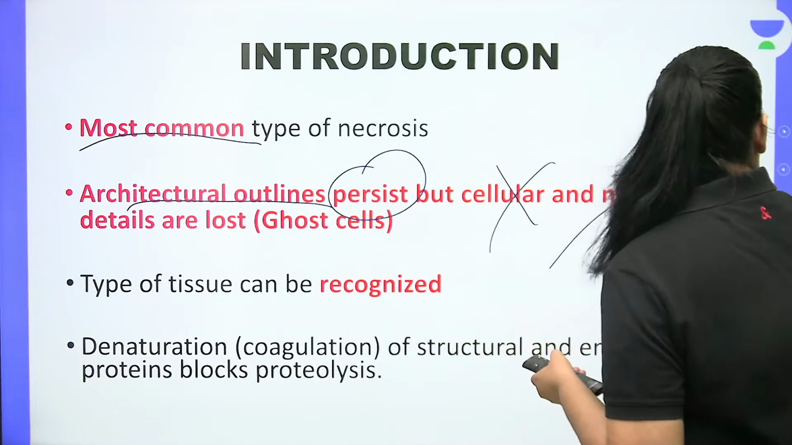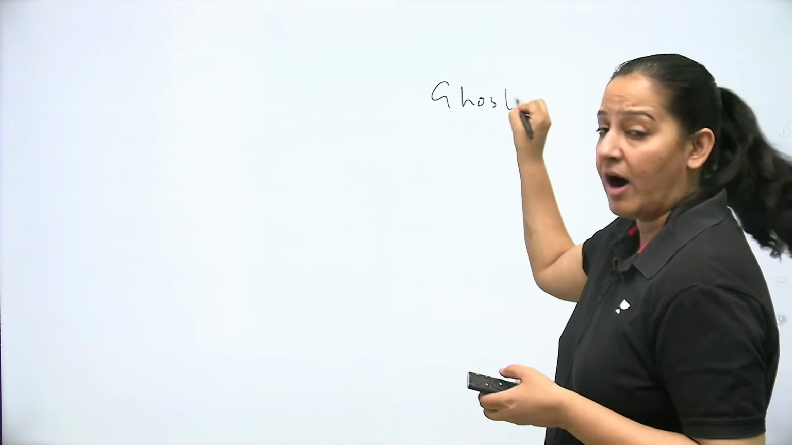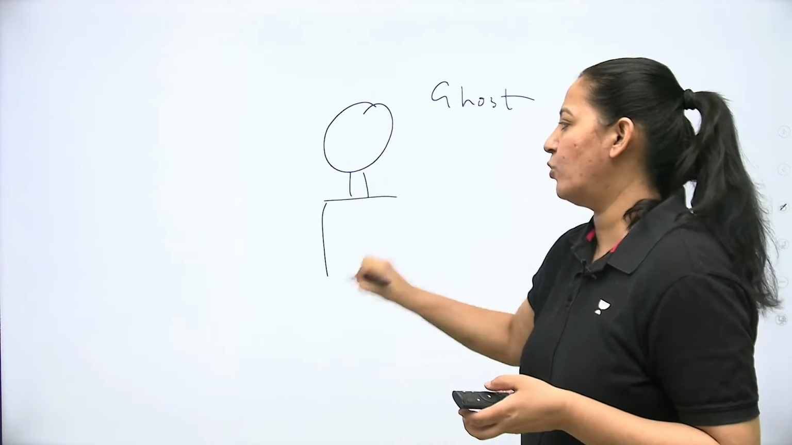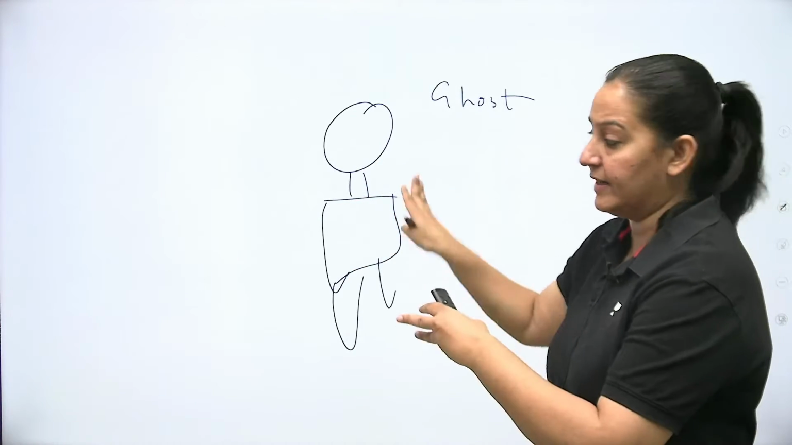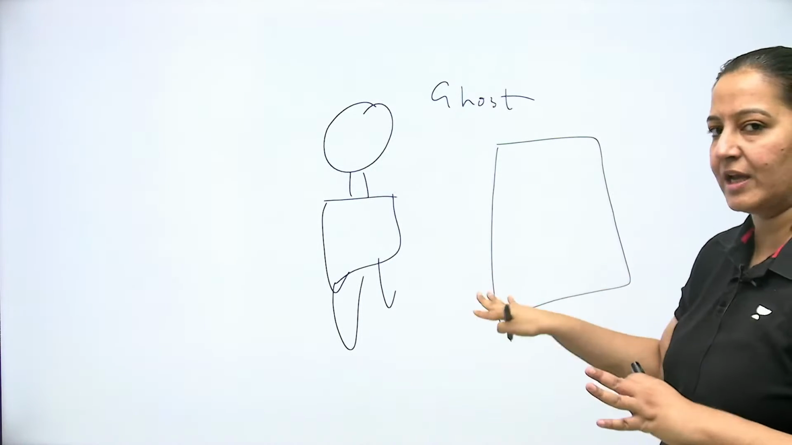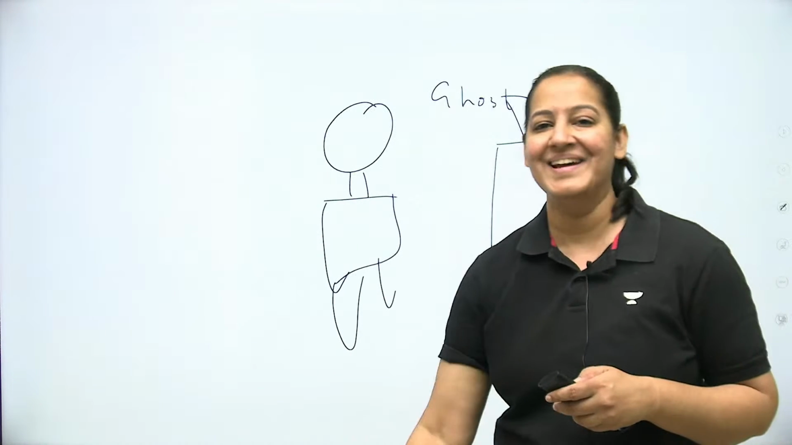Now, have you ever seen a ghost? Ghost means bhoot. I have not seen, but I have heard about it, right? So ghosts have an outline. They just have an outline. They don't have inner details. In the same way, the cell also has an outline, no inner detail. So these cells are known as ghost cells. Give me a thumbs up.